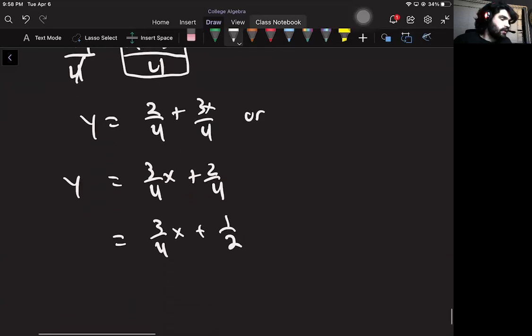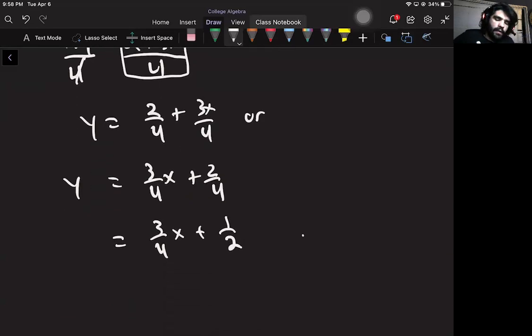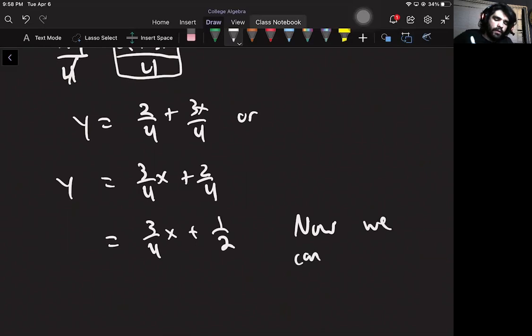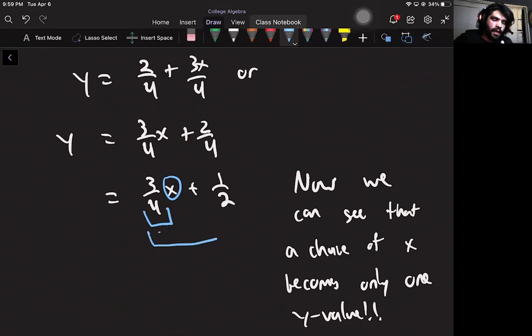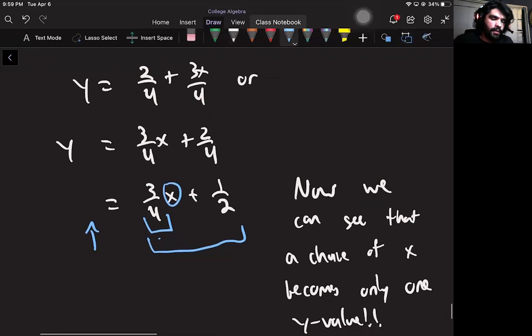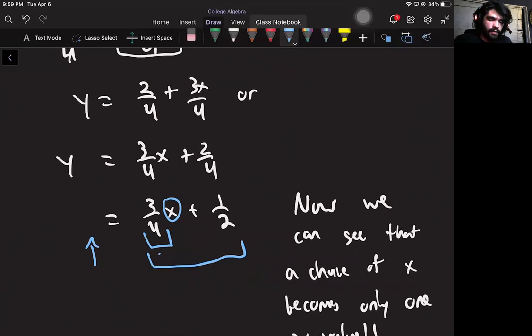So this reveals that y is a function of x, because now I can see that anytime I plug in x, I'll just get one value of y popping out. So now we can see that a choice of x becomes only one y value. As soon as I pick x, if I pick x to be 10, then the little machine will say, okay, do 10 times 3/4, then add 1/2, and that'll tell you y. And there's no duplication going on, so I'm only going to get one y value. There's no two choices ever happening, no matter what number I start with. So that's why we can say for sure that this is a function.